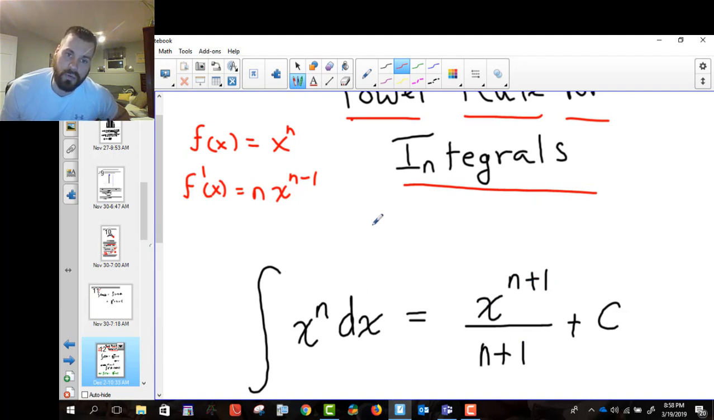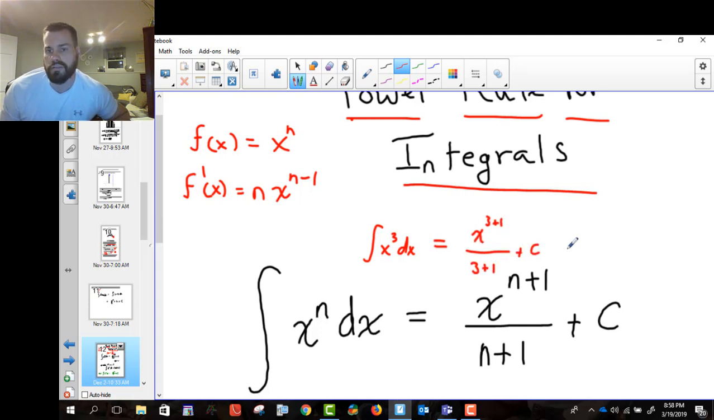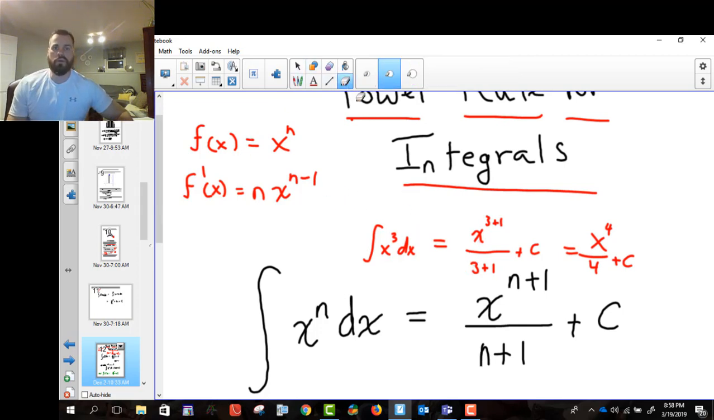Okay, so for example, if I have the integral of x cubed dx, and that dx always has to be there, it's just indicating that I'm taking the integral with respect to x. Then, according to the power rule, it would be x to the 3 plus 1 divided by 3 plus 1, and then plus c. And so that gives me x to the 4 over 4 plus c. Okay, that's how the power rule works. And so we could do a number of examples, and we will in a minute, but that's the concept.